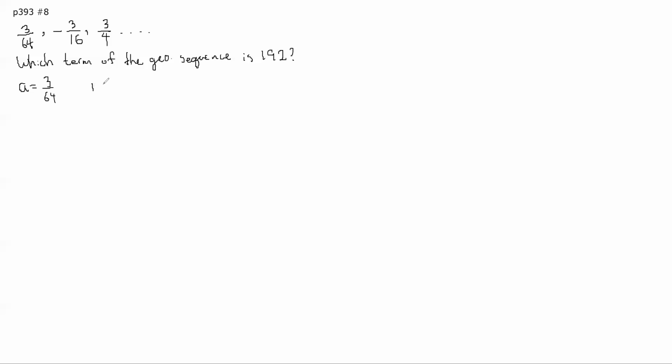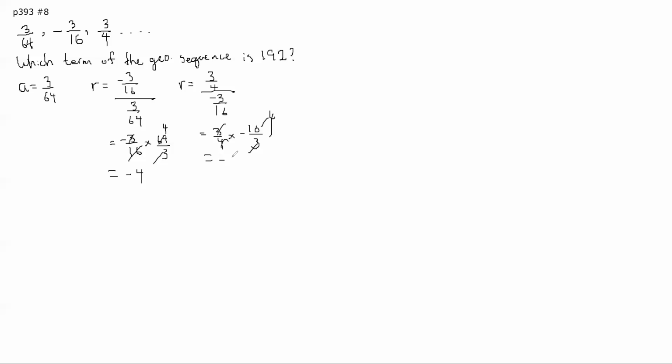So let's do that. The second term divided by the first term is essentially negative 3 over 16 times 64 over 3. That's a 4, and that's a negative 1. That's going to be negative 4. Let's test that and confirm it once again. The third term divided by the second term is the same as 3 over 4 times negative 16 over 3. Two to the 4, that's a negative 4.